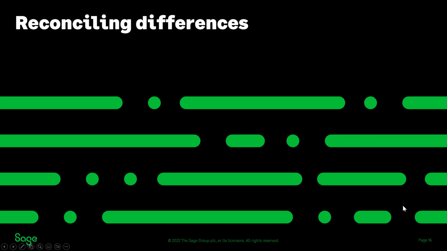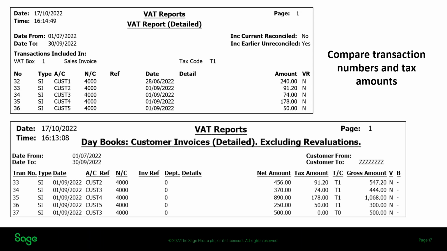So I'm going to carry on with the theme of focusing on box 1 on the VAT return. So how exactly do we go about reconciling this detailed VAT report with the day books? What exactly is it that you're supposed to be looking for? So let's compare the sales invoices on the detailed VAT report to the customer invoices day book. What we're looking for is to match the transaction numbers and the tax amount on each report.